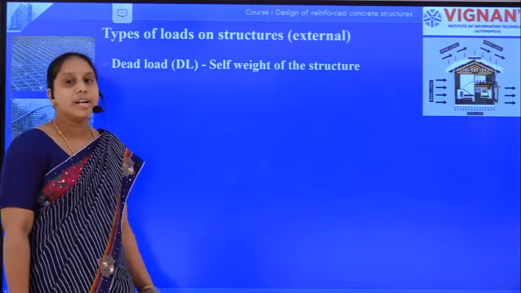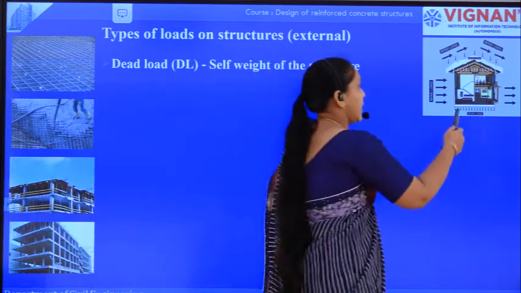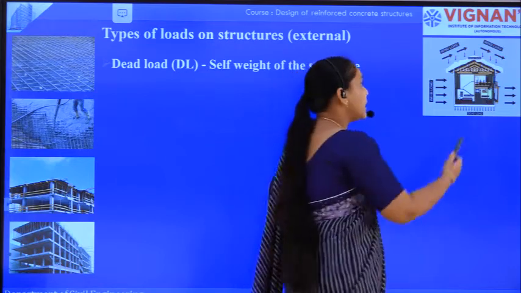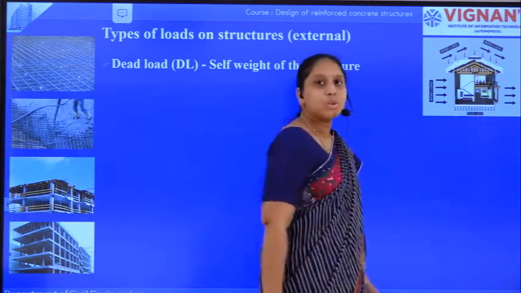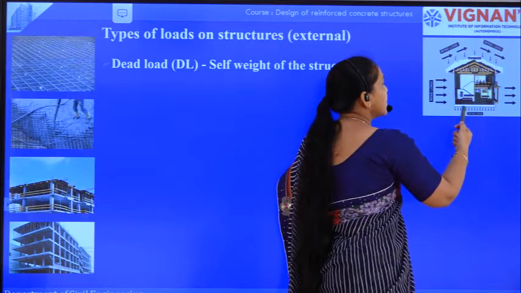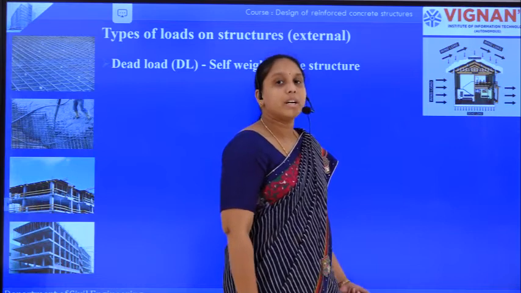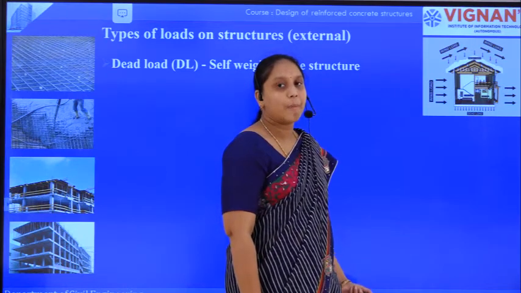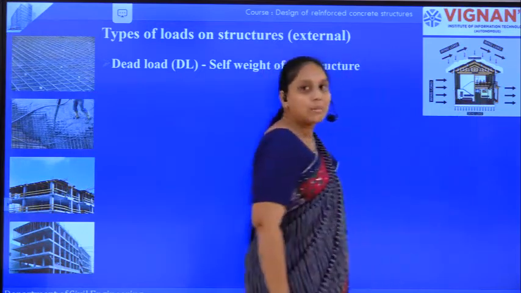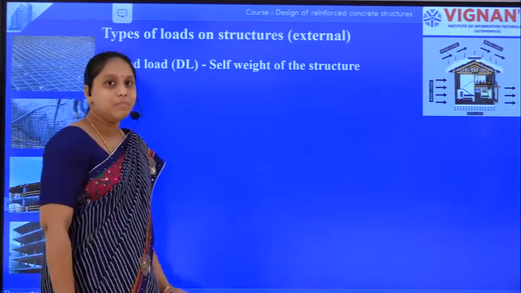So what is dead load? Dead load is nothing but the self weight of the structure. For example, here is a building. This building consists of several structural elements. What are the structural elements? We have the beams, columns, slabs, the footings, the walls. All these are the structural elements. The weight of all these structural elements comes under the dead load. That is, the total self weight of the structure comes under the dead load.